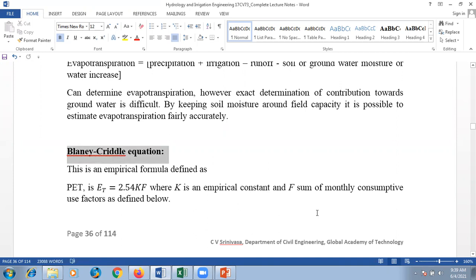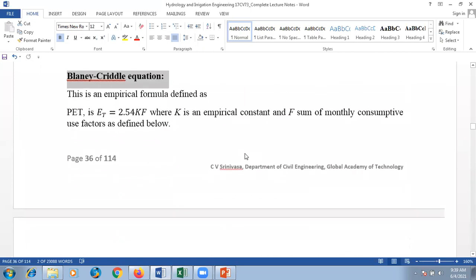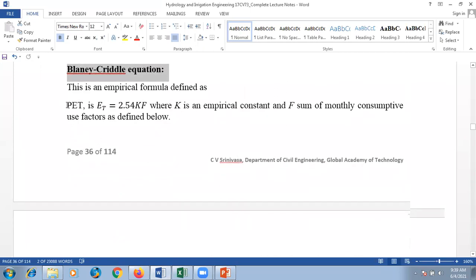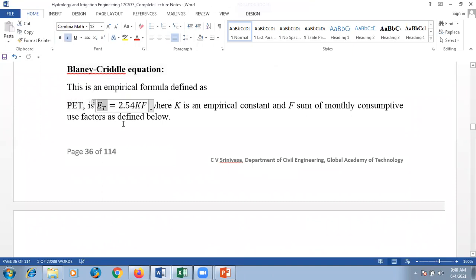So this equation will also provide us an estimate of evapotranspiration, and how evapotranspiration is calculated in this particular method. So you just look at this one. The potential evapotranspiration, that is maximum evapotranspiration, ET, is calculated through this equation: 2.54 K into F, where K is an empirical constant and F is the sum of monthly consumptive use factors as defined below. So first of all, what is this K, the empirical constant?